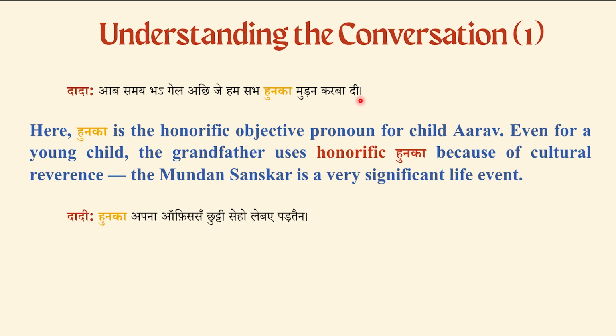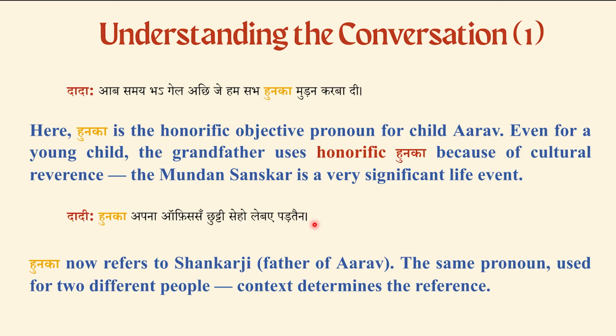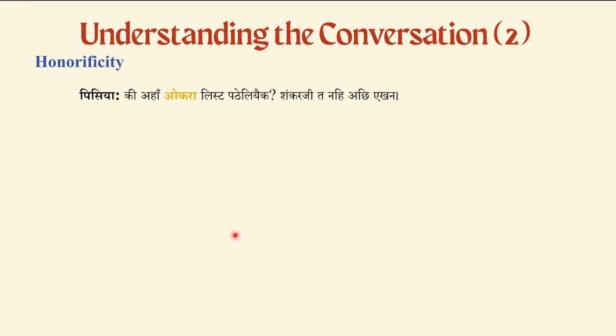Then in another sentence, Dadi says, Hunka office छुट्टी सेहो लेबे पड़तैन. Here Hunka now refers to Shankarji, who is the father of the child Arab. The same pronoun used for two different people. Context determines the sentence. Now here in this one, Hunka refers to the child, and here Hunka refers to the father. Now as we understand, how do we understand it? We understand it because of the context. So office, who can take the leave from office? Of course the child does not go to office, so it must be the father who has to take leave from the office.